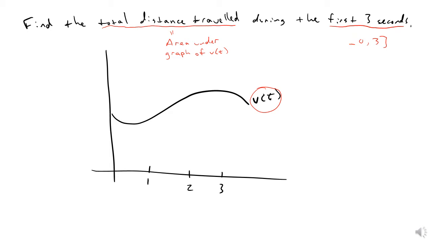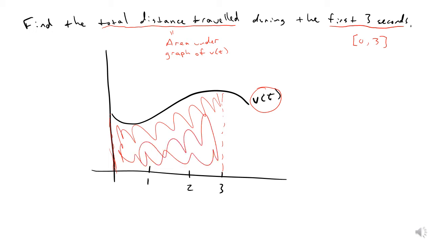All right, so let's think about this for a second. I've got this function v of t that's not constant, and I'm looking at the interval from 0 to 3. How in the world can I find the area under this graph? On the last slide, finding the area was pretty easy because it was a rectangle. This is definitely not a rectangle, and in fact it's not any of our typical geometric shapes.